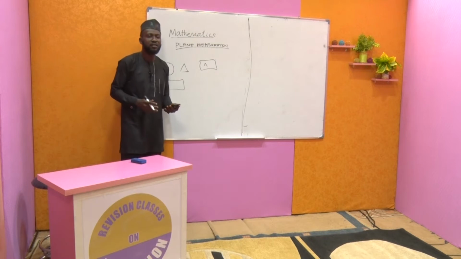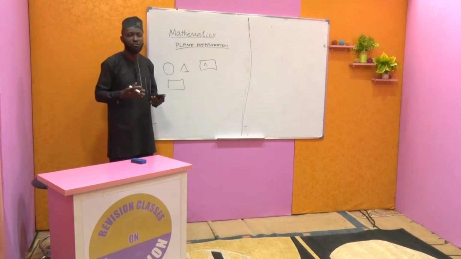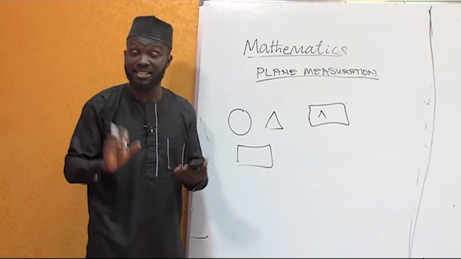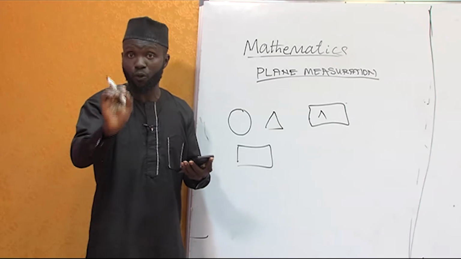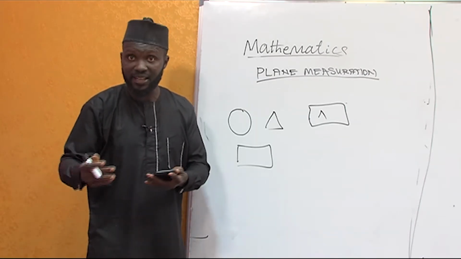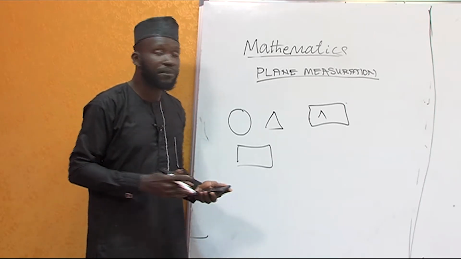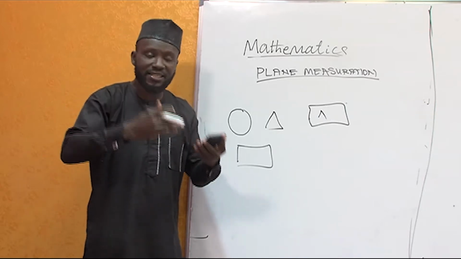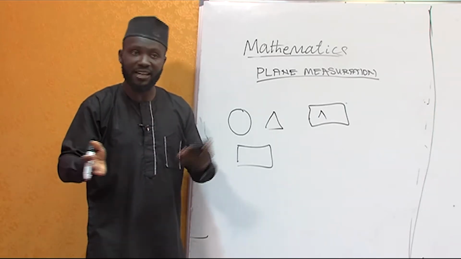Now we also have different formulas we use in calculating all these plane shapes. For the area of a triangle, we know it to be what? Half base times height. It depends on what you are asked or what you are given. Also in a rectangle, we have length times breadth, etc. So today we'll be solving questions related to this, where it is necessary to apply area and perimeter.